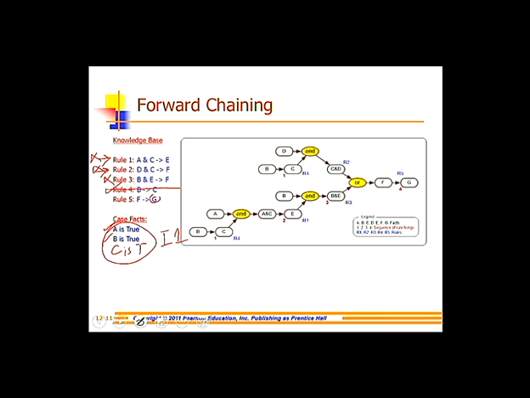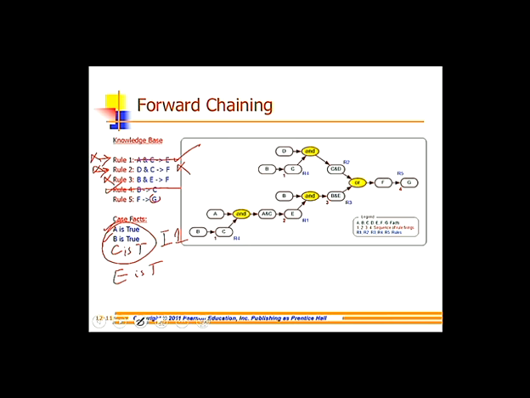Now in the next iteration, rule number 1, if A is true and C is true, then E is true. In the previous iteration, the value of C was not known, but now it is known. So A is true, C is also true, so this rule will be fired, and in the second iteration, E is true. This information is added in the working memory. Now next rule, if D is true and C is true. C is known, but D is still not known, so this rule cannot be fired. Rule 1 is already fired.